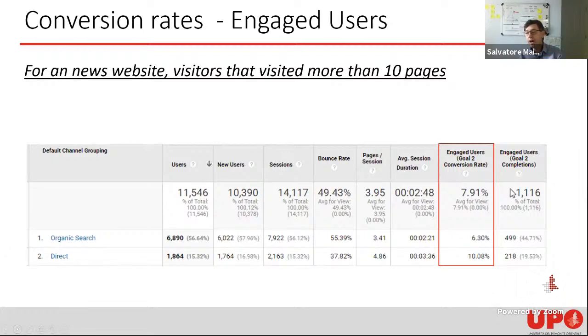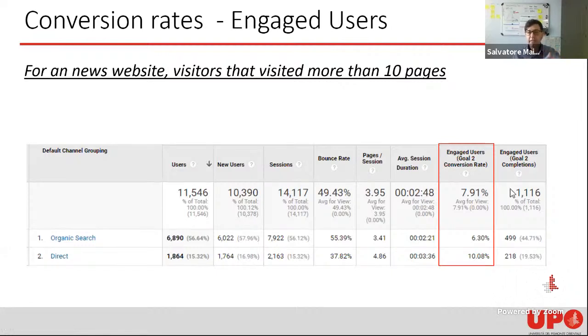Now, if you are a news website, you don't sell anything, right? So what you want, your goal, is people that engage with your website. The engagement could be people visiting more than 10 pages. Let's say I'm Corriere, Gazzetta, Repubblica, whatever, I'm not selling, I'm not collecting leads. Yes, I sell membership. But for me, one of the important goals is that at least the users who came to my website visited at least 10 pages.